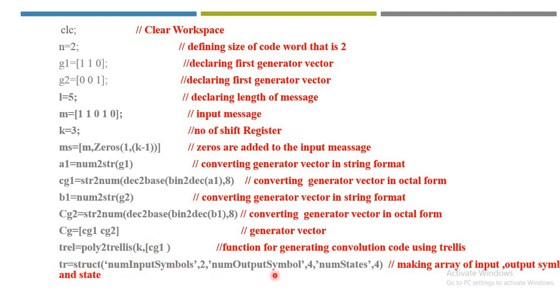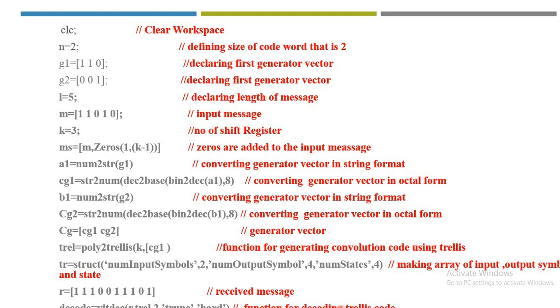Now here we are just defining the structure or making an array of input symbols. The first is the number of input symbols, whose value is 2, the number of output symbols, whose value is 4, and the number of states is 4. So your input symbols are 2, output symbols are 4, and the states are 4. R is equal to your received vector. Finally we need to decode. The function used for decoding is vitdec, Viterbi decode R trellis trunc hard. This is a function which is used for decoding the trellis diagram.